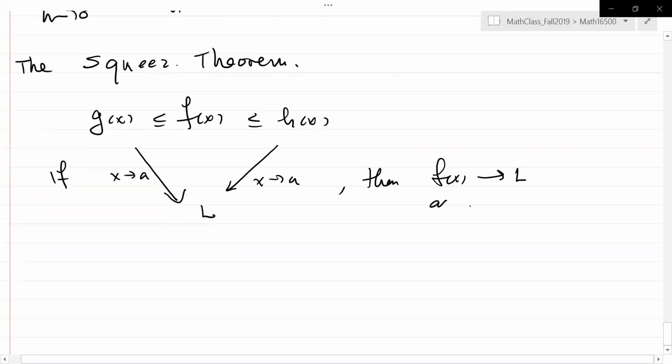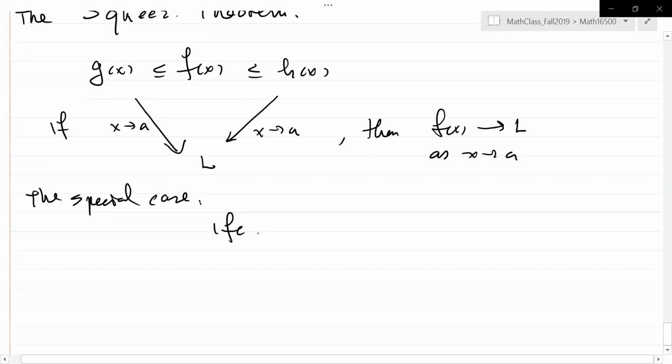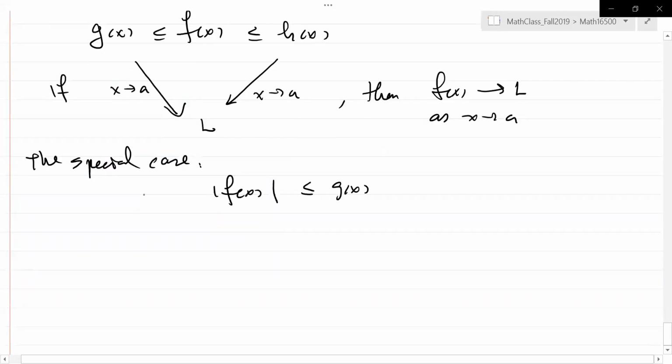Okay. So maybe it's easy to find limits for g of x and h of x as x approaches a. If they have the same limit, then the one in the middle, maybe a little bit more complicated, still has the same limit L. Now the special case is the absolute value of f of x is less than or equal to g of x. So here we only have two functions.